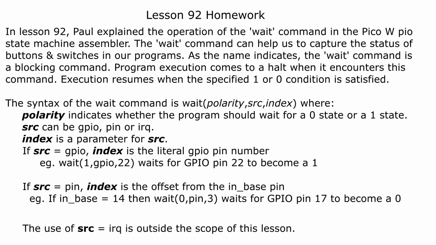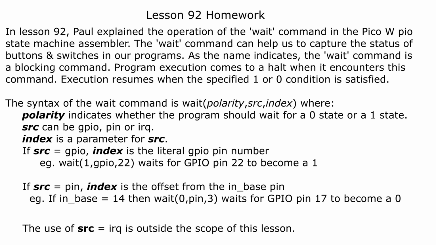The syntax of the wait command is shown here. Polarity indicates whether the program should wait for a 0 state or a 1 state. SRC, or source, can be either GPIO, pin, or IRQ. An index is a parameter that we supply to SRC. If SRC is set to GPIO, index is the literal GPIO pin number. So if you said wait 1, GPIO 22, this would wait for GPIO pin 22 to become a 1.